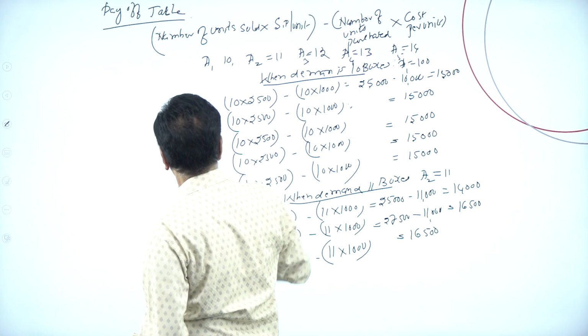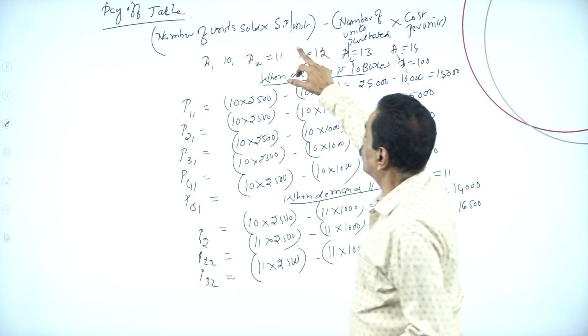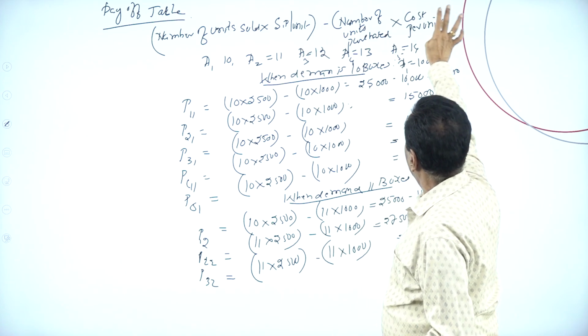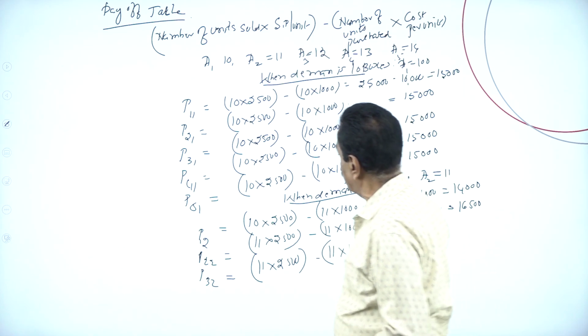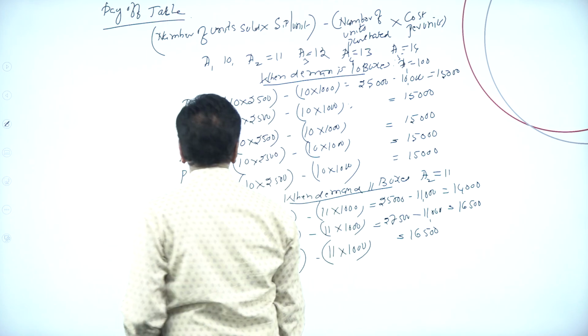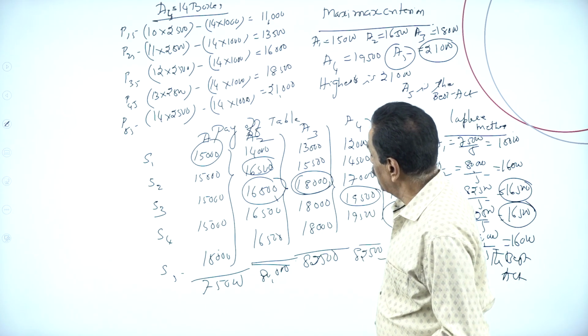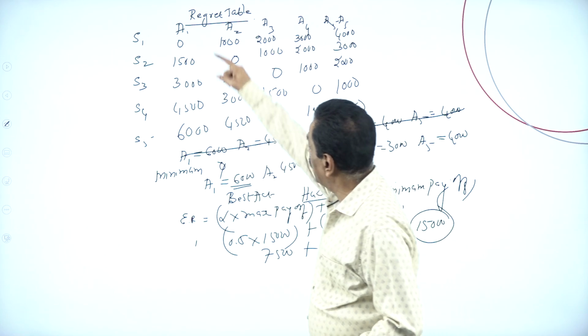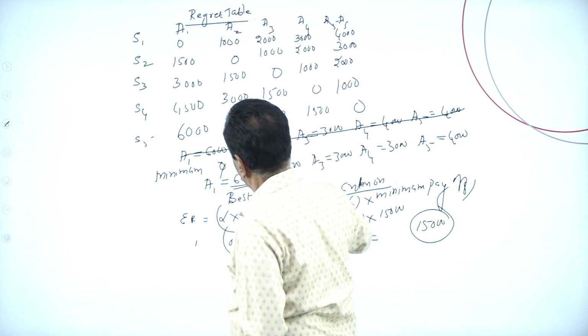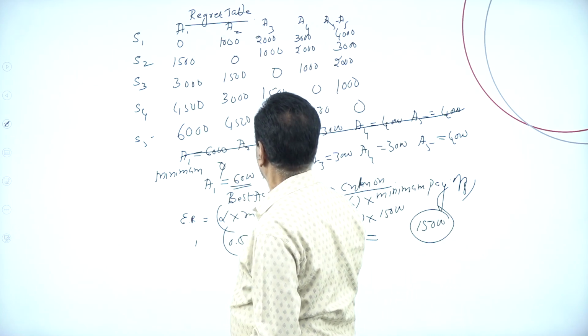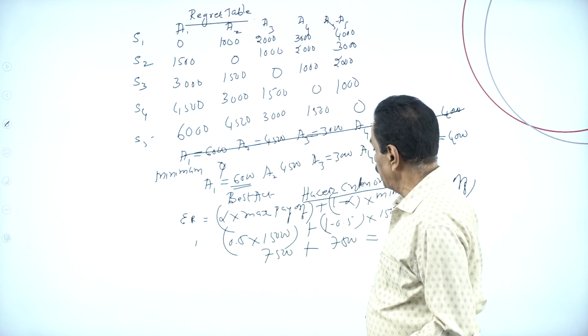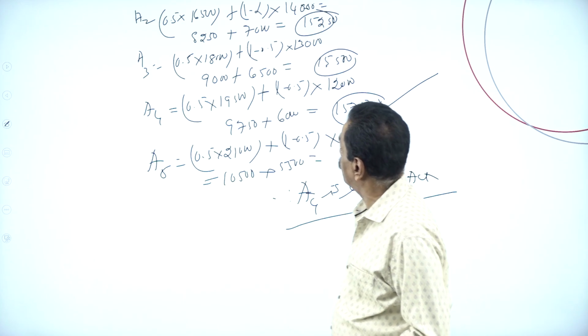First, you have to construct the payoff table: number of units sold multiplied by selling price per unit, less units purchased multiplied by cost per unit. Carefully you have to work it out. Then construct the payoff table and the regret table. First, find the lowest. Among them, find the highest. Then the best alternative, then alpha into maximum payoff.